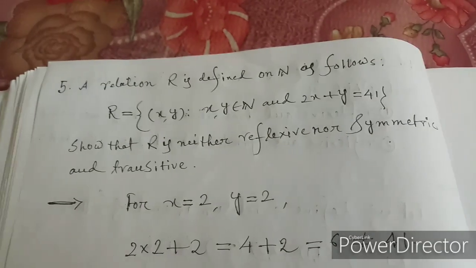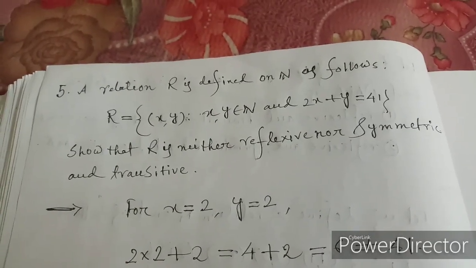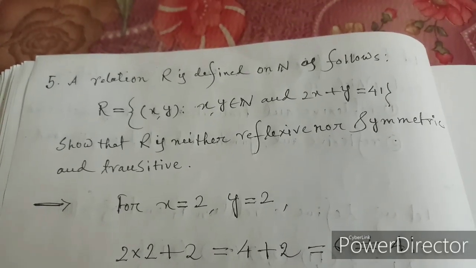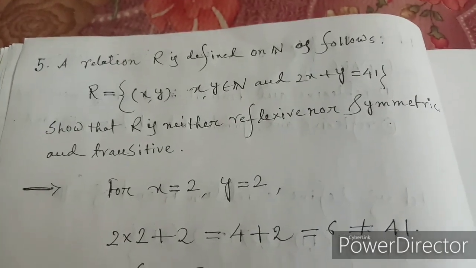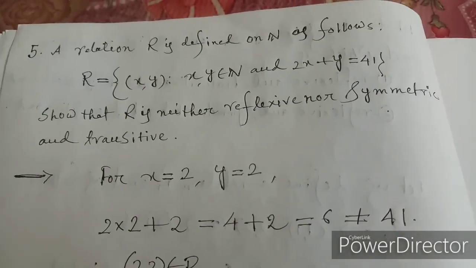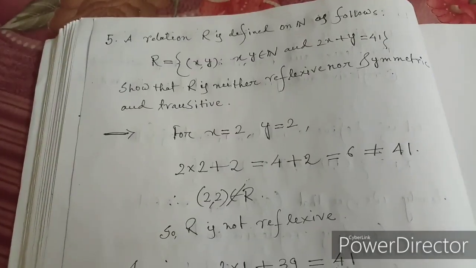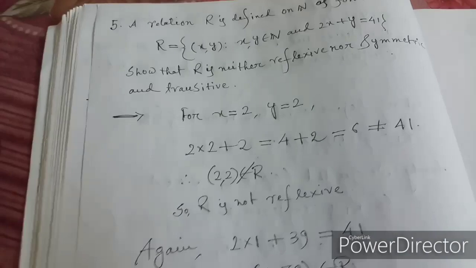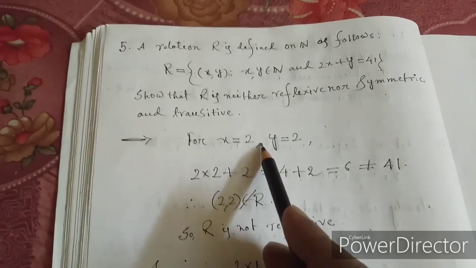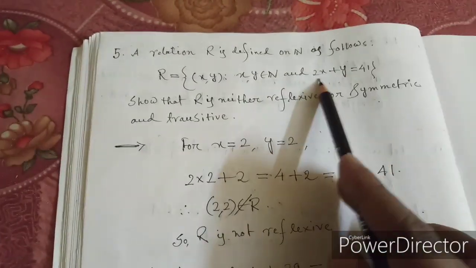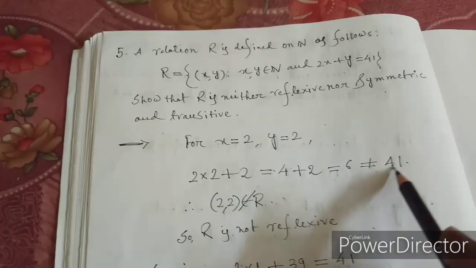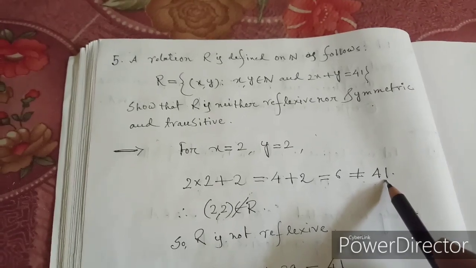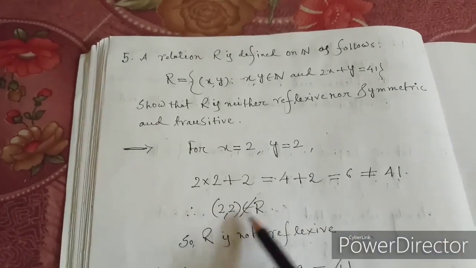Now we are going to the next problem, number 5. A relation R is defined on N as follows: R equals {(x,y) such that x,y belong to N and 2x plus y equals 41}. Show that R is neither reflexive nor symmetric nor transitive. Clear? For the solution, we consider x equal to 2 and y equal to 2 in that equation. So 2 into 2 plus 2 is 4 plus 2, which is 6, not equal to 41. So this equation cannot be satisfied, and (2,2) doesn't belong to R.